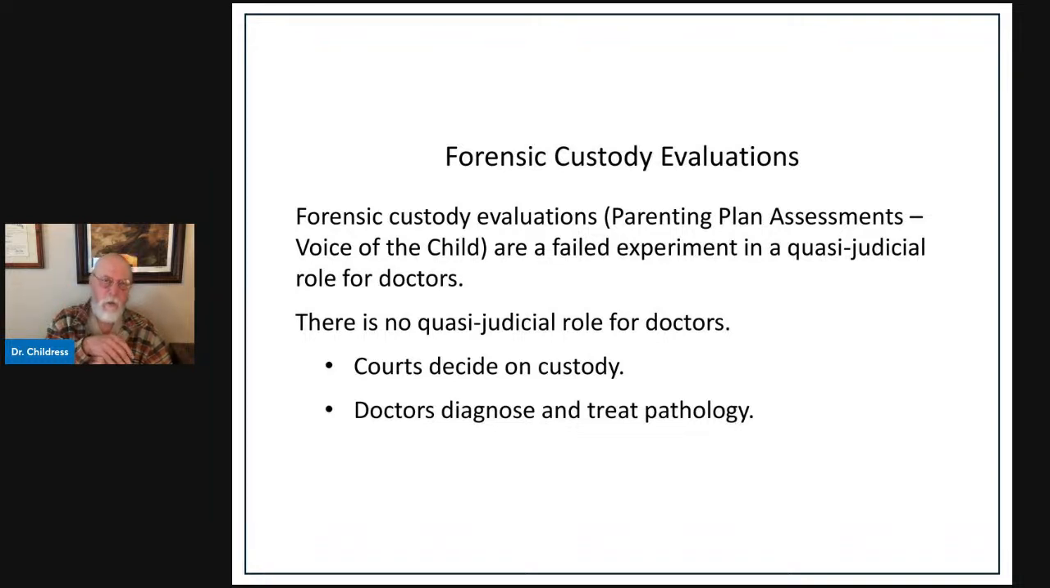Those types of evaluations, and this quasi-judicial role for doctors of assisting the court on its custody decisions, are a failed experiment. There is no quasi-judicial role for doctors. That is an experimental role. It completely failed. It was an inappropriate experiment on human subjects, the parents and children in the family courts, without proper oversight. Courts decide on custody. Doctors diagnose and treat pathology. We need to get back to our roles.